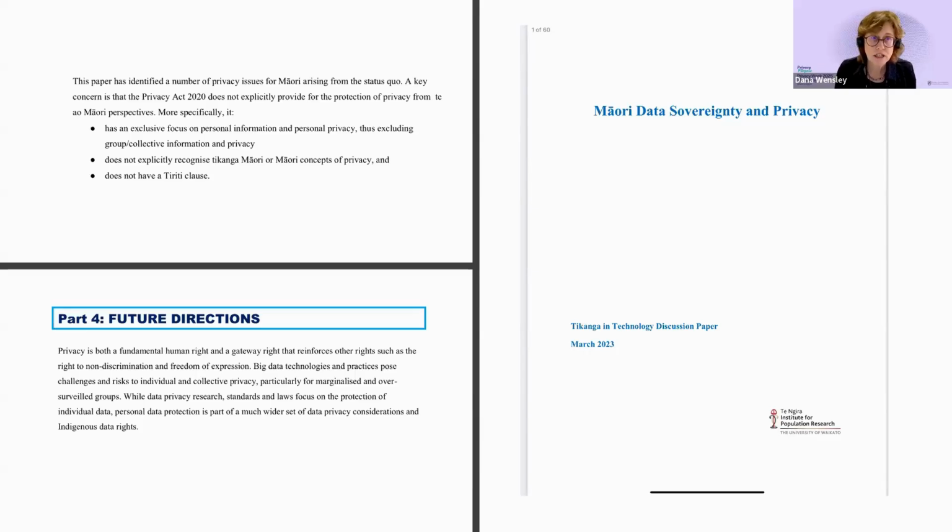The paper identified a number of privacy issues for Māori arising from the status quo. A key concern was that the Privacy Act did not explicitly provide for the protection of privacy from Te Ao Māori perspectives. More specifically, it had an exclusive focus on personal information and personal privacy, thus excluding group collective information and privacy. It also does not explicitly recognise tikanga Māori or Māori concepts of privacy and does not have a Te Tiriti clause.